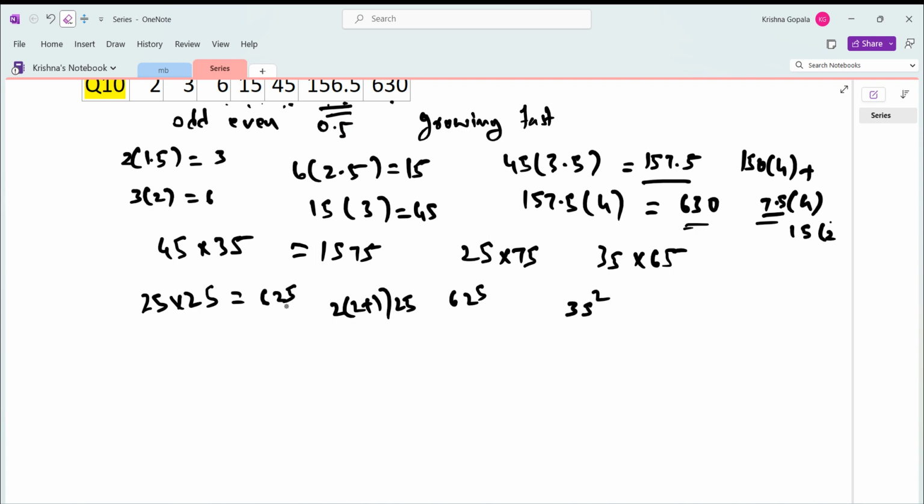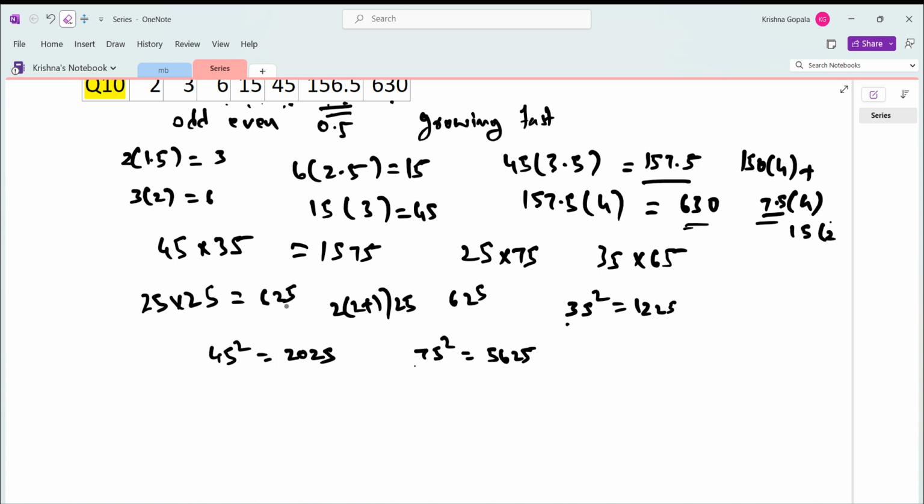Similarly, 35 square is 3 into 3 plus 1, 3 into 4, 12. And then you will directly put 25. Similarly, 45 square is 4 into 4 plus 1, 4 5 is 20, 20, 25. 75 square is 7 into 7 plus 1, 7 8 is 56, 25. This we all know.